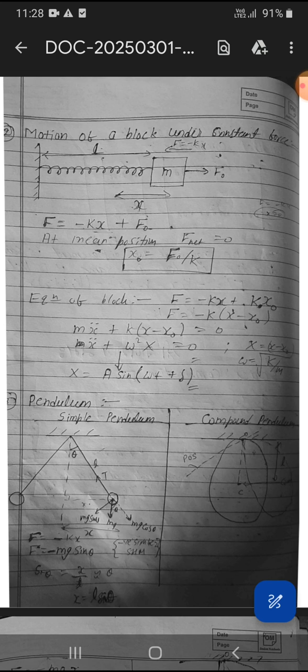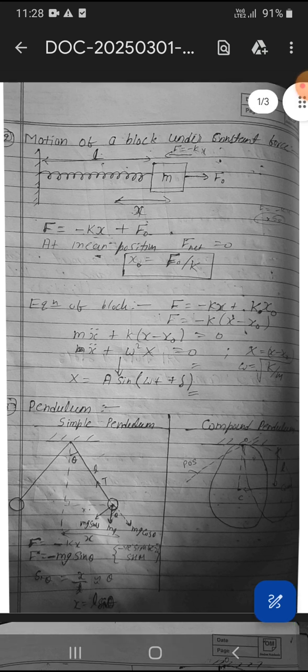So, if a constant force F naught acts on it in a direction, say positive x, then this block will be displaced and the spring will stretch. So restoring force acting on the spring is, say, F equal to minus kx. So what would be the net force acting on this block? F equal to minus kx plus F naught.